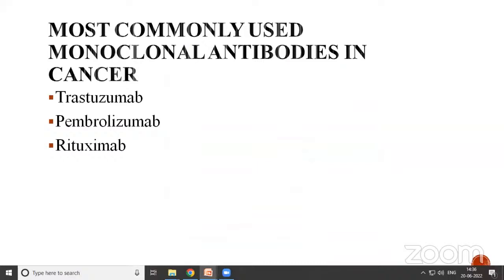Next, what type of drugs are given in cancer? As we all know, cancer is the unlimited and uncontrolled division of a cell. Mostly, the drugs given are cisplatin or carboplatin. But the most commonly used monoclonal antibodies in cancer are trastuzumab, pembrolizumab, and rituximab.